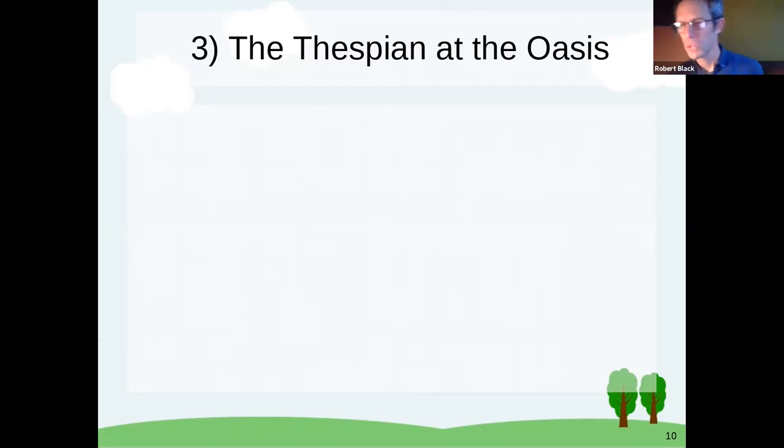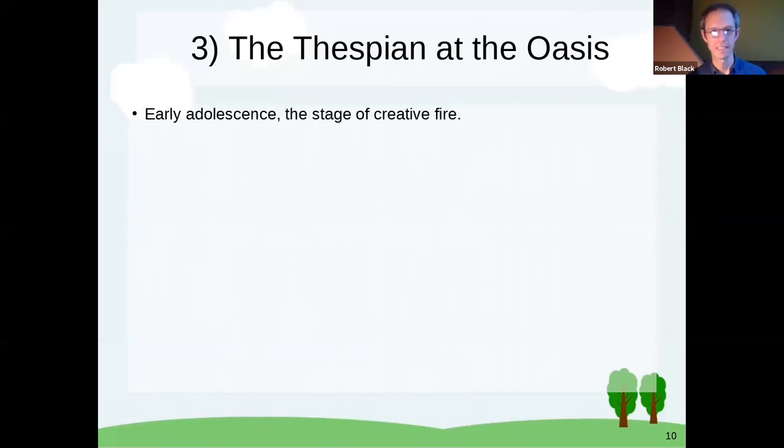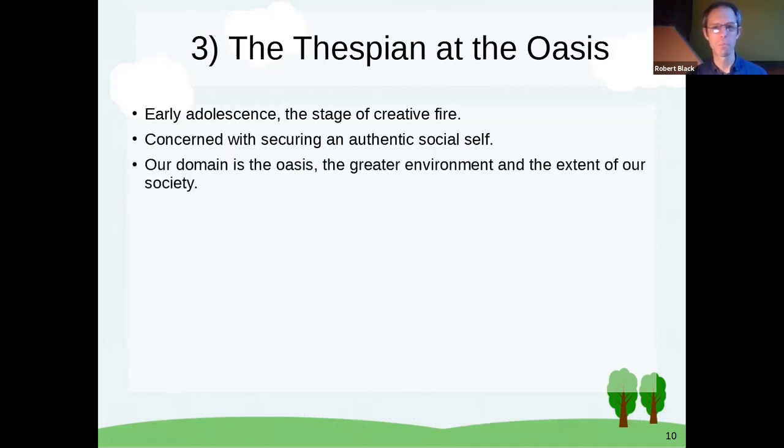Stage three, then, whistle stop tour of human development here. So we're already up to the thespian. You can sort of imagine what the thespian might be. We're into our early adolescence here, stage of creative fire, you could say. Just imagine that period of life where everything is so fire, I think is a really good word for it. Concerned with securing an authentic social self. This is where the center of gravity is more with our peers around us. The greater environment, our world is beginning to expand out into society now, beyond the family.